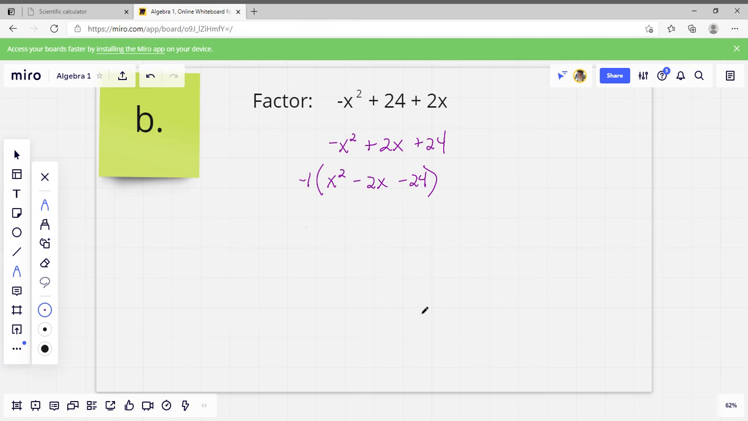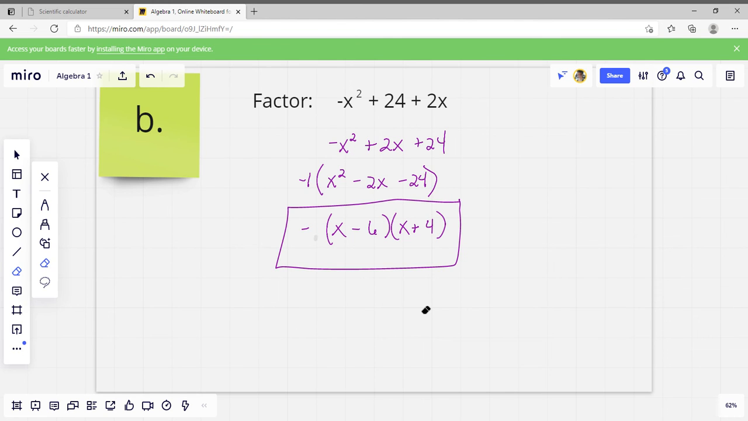Okay, now we're going to factor it further. We're going to have an x at the beginning, and 6 times 4 makes 24. We need it to be a negative 6 and a positive 4 because we want to be left with negative 2. And there's your answer. There are two different ways. In the book, they don't write this 1 right here. They just have a negative in front of it. If it helps you, you can write the 1, but either way is correct.